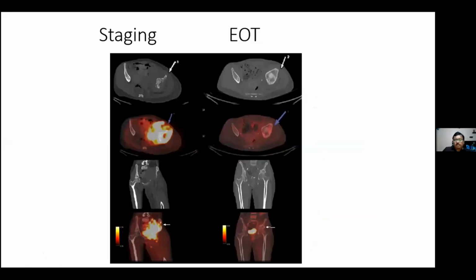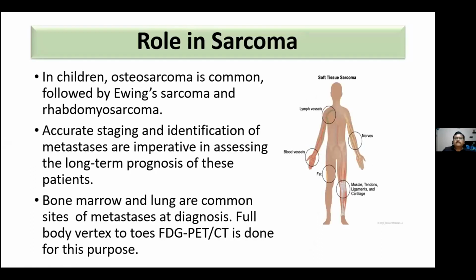Now after lymphoma, I want to go into another common tumor in children, which is sarcoma. In children, osteosarcoma is common, followed by Ewing's and rhabdomyosarcoma. Accurate staging and identification of metastases are imperative in assessing long-term prognosis of these patients. Bone marrow and lung are common sites of metastasis.